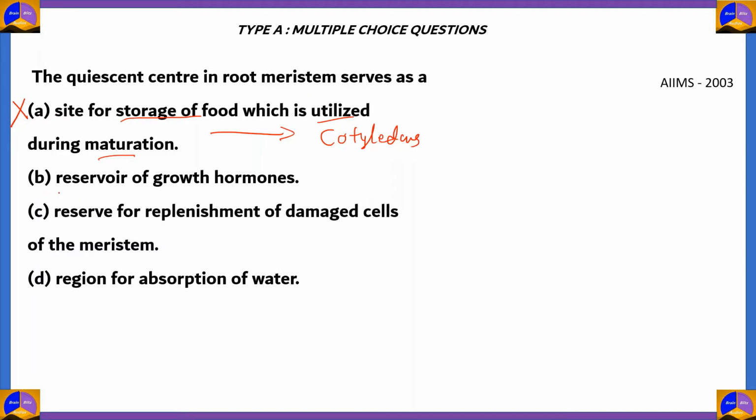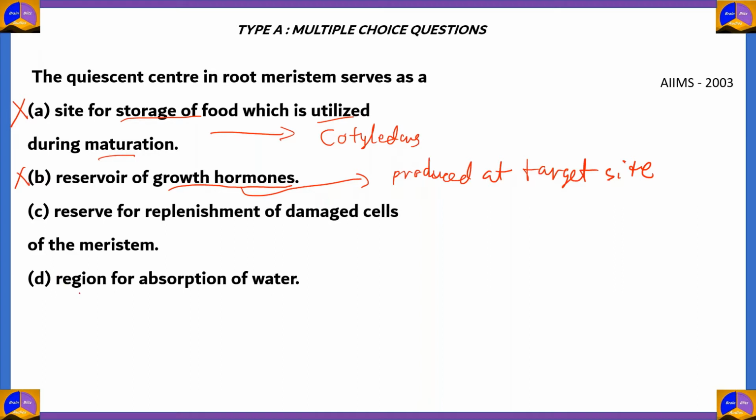What about option B, reservoir of growth hormones? The problem with this is that growth hormones are produced at the target site. So auxins will be produced at the apex, gibberellins will be produced in the intercalary meristem, etc. So option B is incorrect because there is no so-called reservoir which can function for preserving growth hormones. So the quiescent center is not a reservoir of growth hormones.